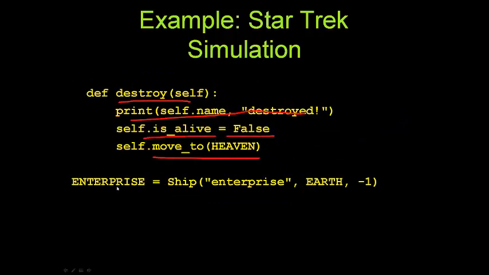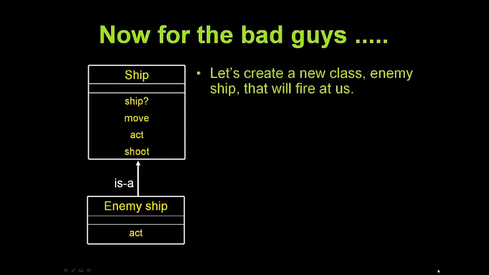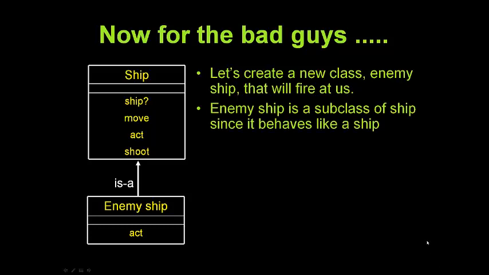So you can create Enterprise as a ship in the following way. You can put it on Earth, and you can have -1 for threshold, which means that the ship will not move by itself. Let's take a look at the bad guys and how we do it. The bad guy is a new class of ships. It will fire at us. It's a subclass, so the enemy ship is a ship.